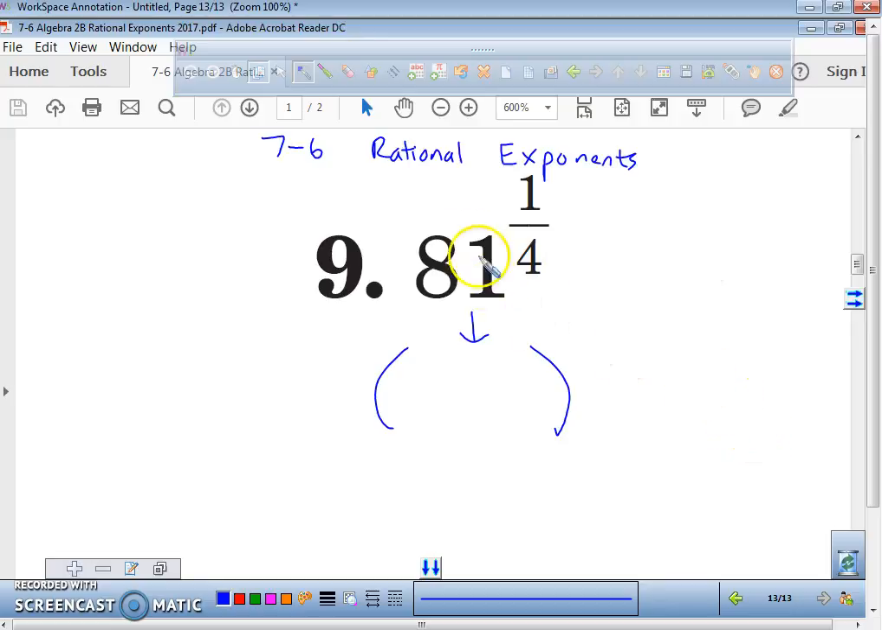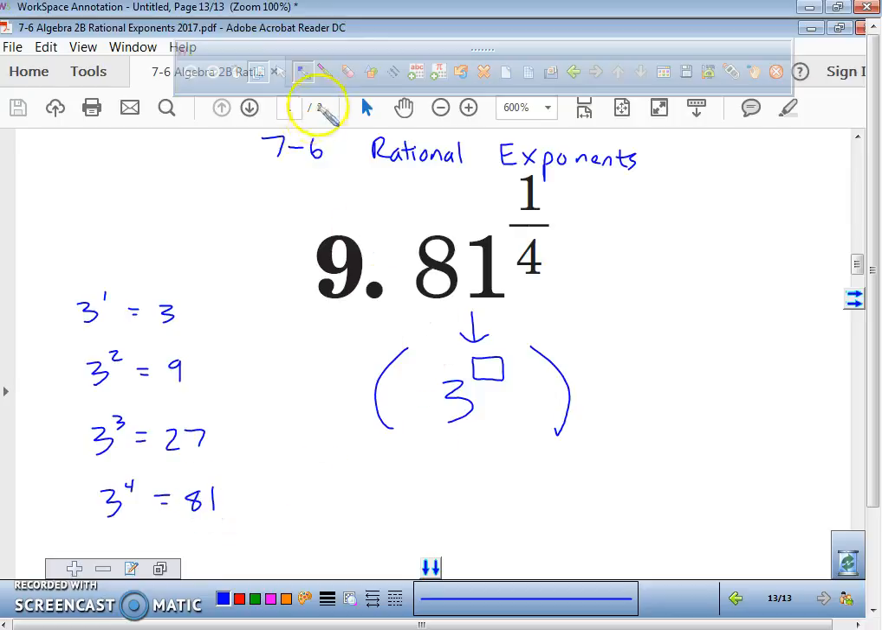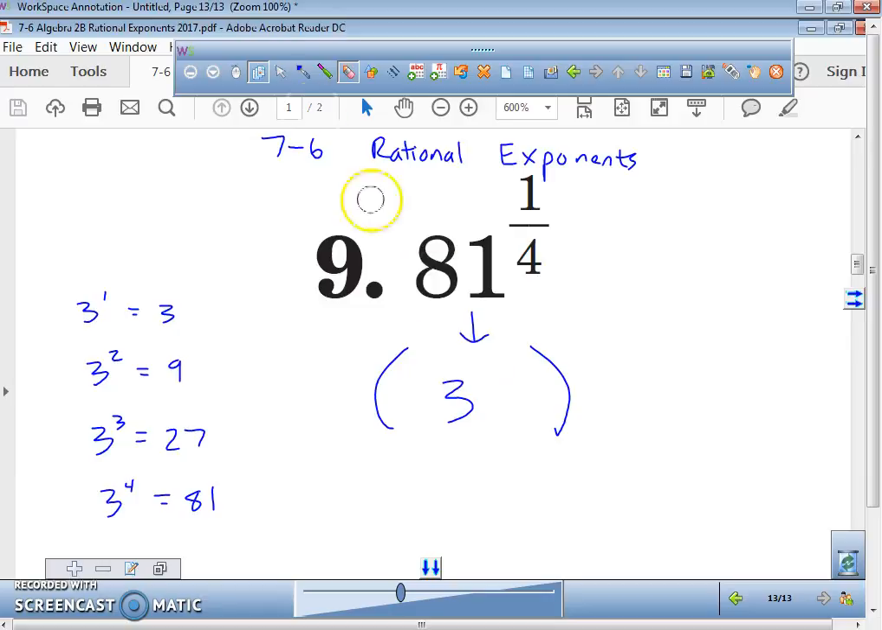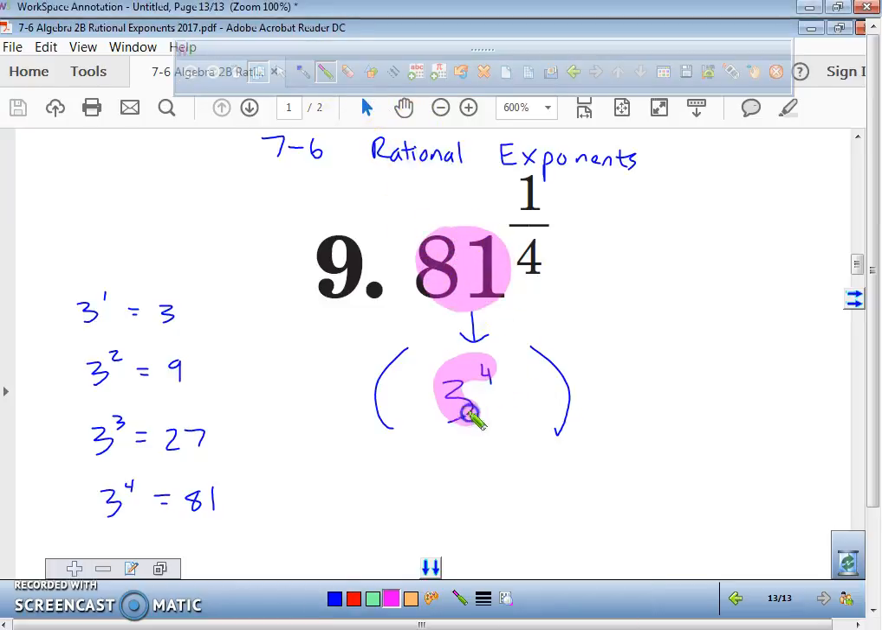Does anybody know how to rewrite the number 81 with 3 to a certain power? 3 to the power of what would equal 81? 3 to the first is 3. 3 squared is 9. 3 cubed, 27. 3 to the 4th is 81. So on your paper, instead of the number 81, I want you to write it as 3 to the 4th. So this number right here, 81, can also be rewritten as 3 to the power of 4.